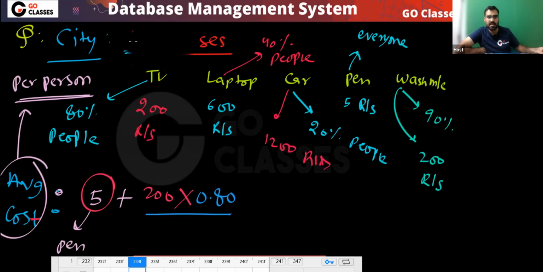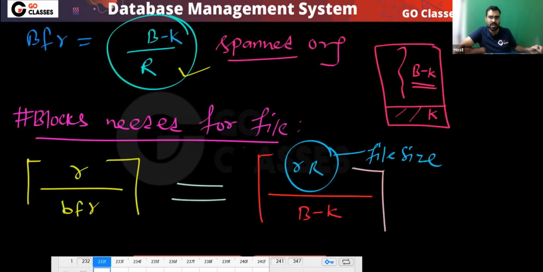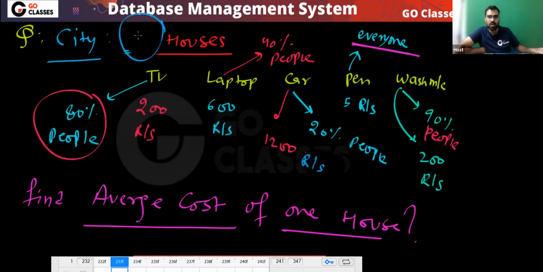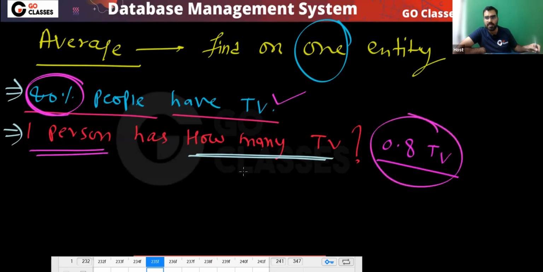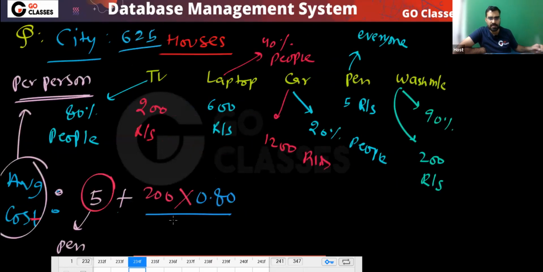Actually, this 100 houses does not matter. You can have any number of houses. For example, maybe you can have 625 houses, it doesn't matter, because we are talking in terms of percentage. Yes or no, agree or not? So 80% people have TV. It simply means one person has these many TV.